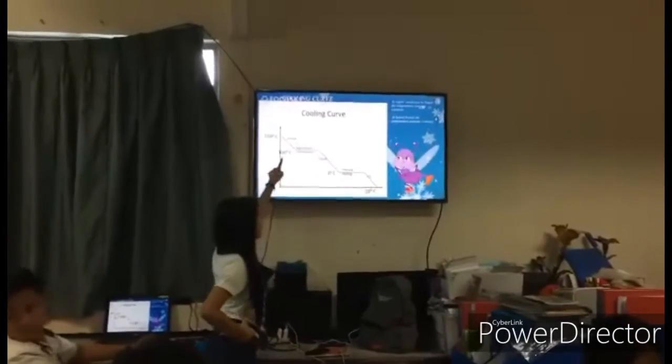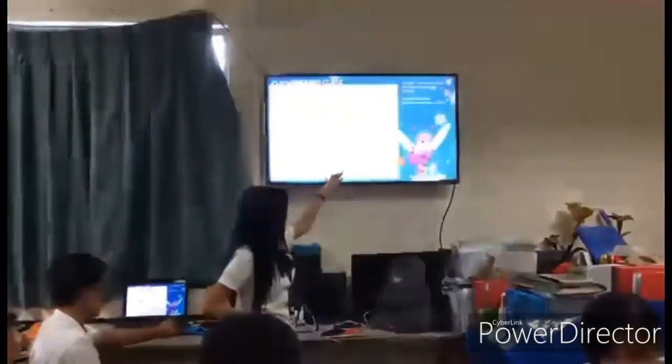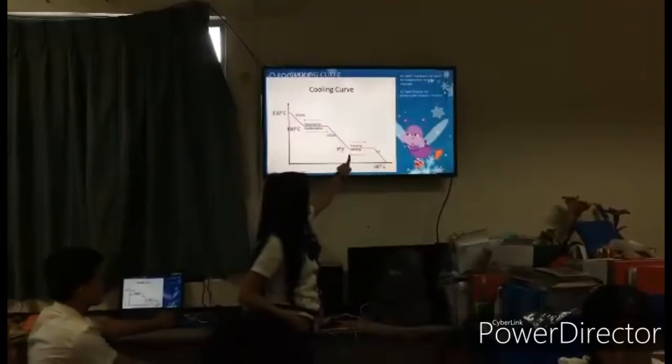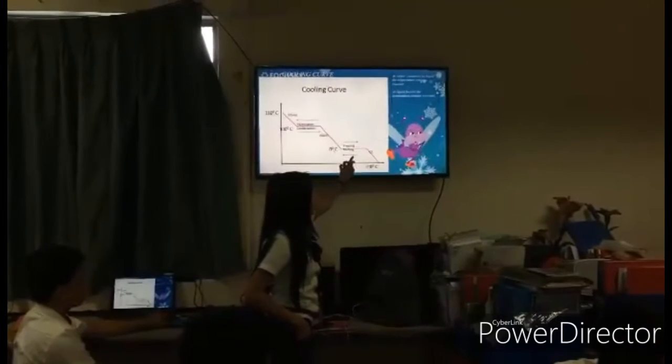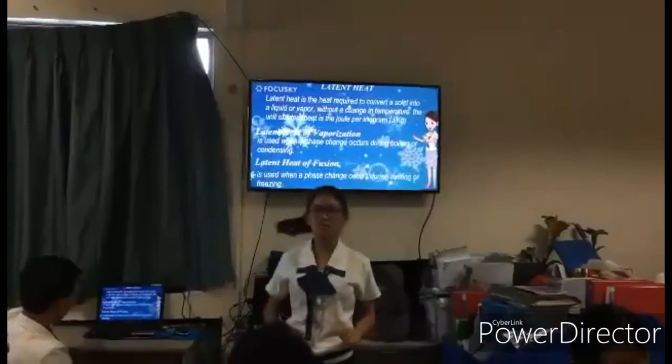Then a substance will start out in the gaseous state, and when the substance loses enough heat energy or cools enough, it will hit the condensation process. And when it hits the condensation process, the temperature is constant. And then latent heat.